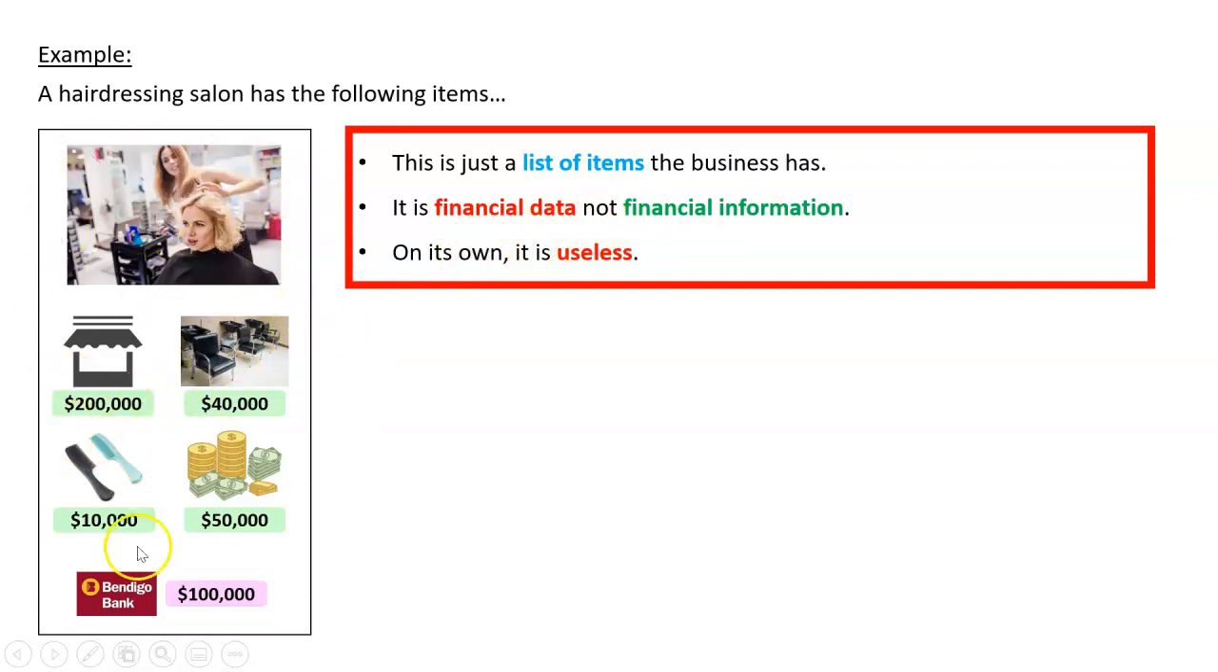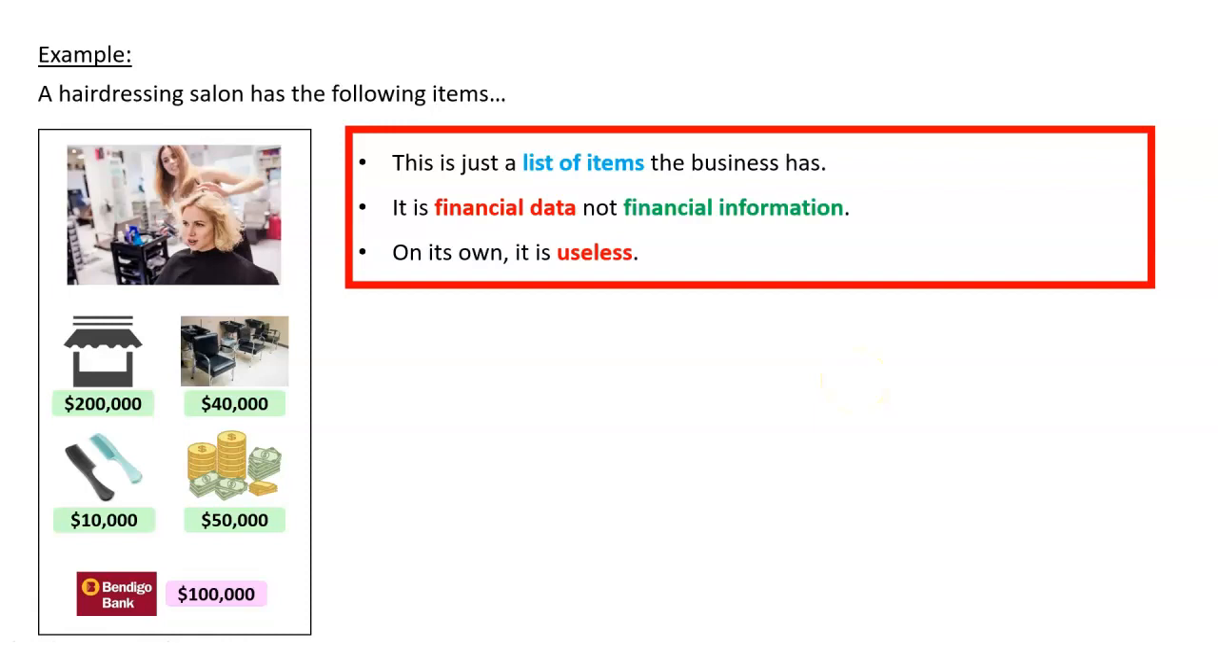Look, this is a very small business, so there's only a few items. But imagine if Ford or Tesla or Facebook or Kmart or any big business gave you just a list of everything they owned and all their debts, you wouldn't be able to make sense of it. So that's not good enough.